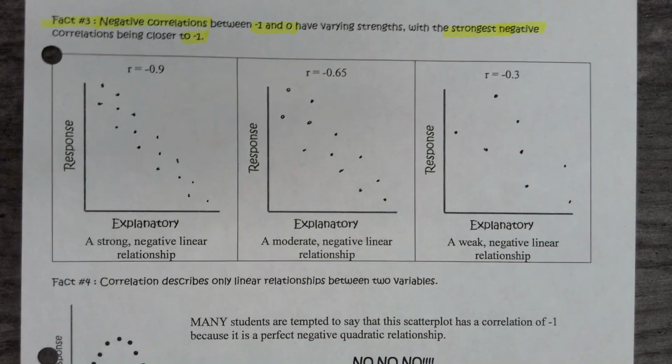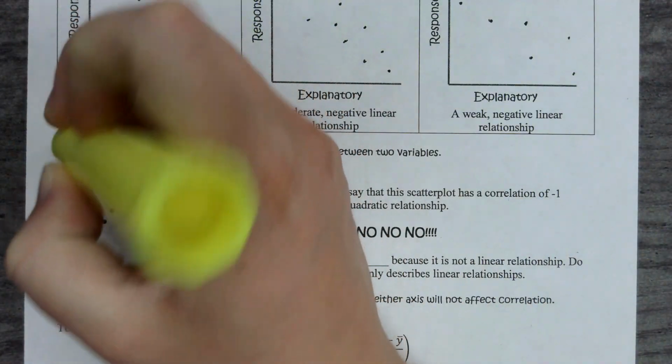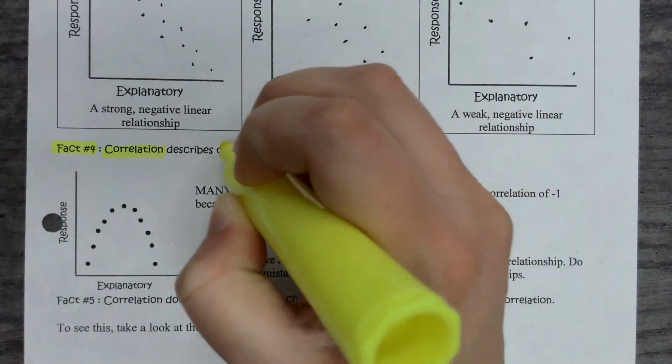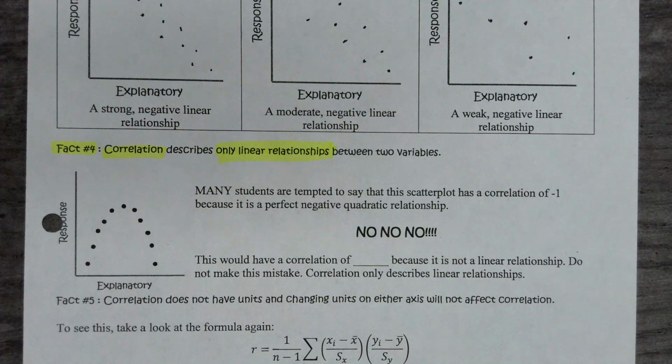All right, so fact number 4. And this is something I already talked about, but I want to reiterate. So the correlation only describes linear relationships. This is only linear relationships between two variables, meaning that I can draw a straight line only.